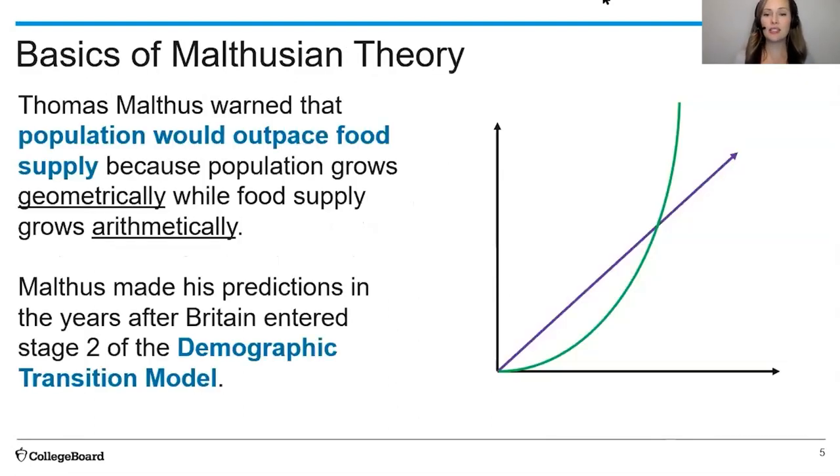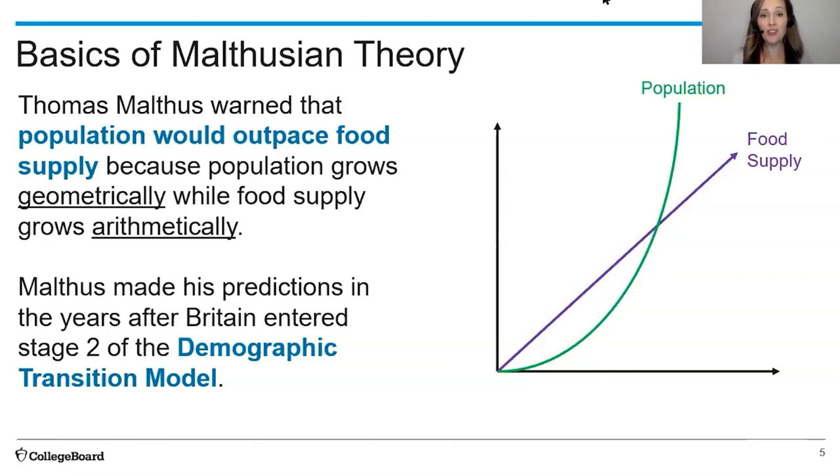Let's get into the basics of his theory. So Thomas Malthus warned that population would outpace food supply. This is because population grows geometrically, while food supply only grows arithmetically. And you can see those illustrated here on the timeline I've created. Malthus made his predictions in the years after Britain entered stage 2 of the demographic transition model.